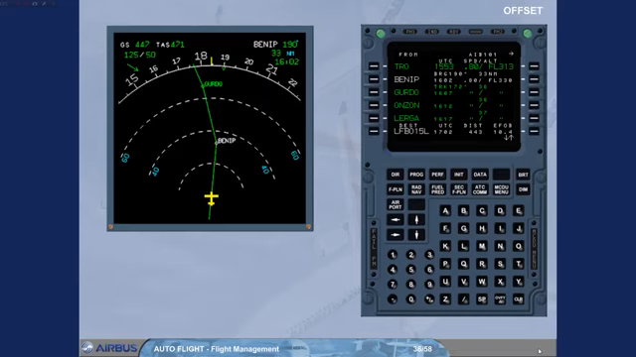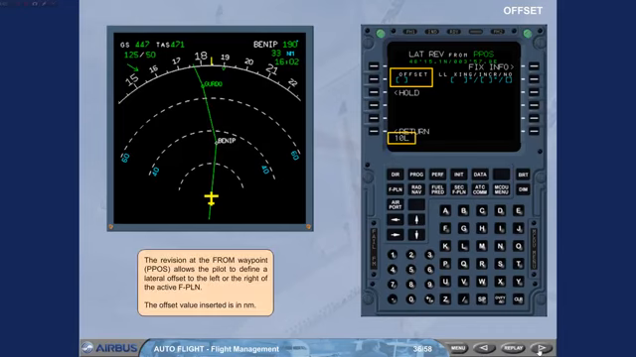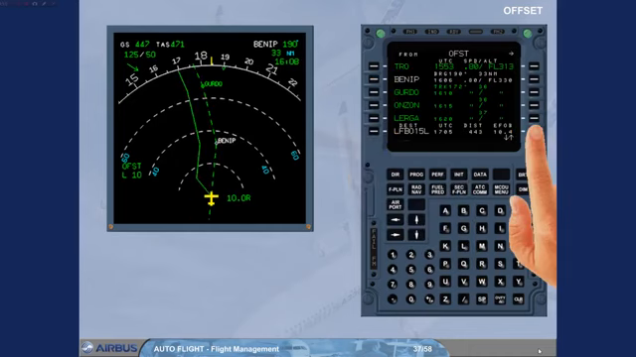The revision at the FROM waypoint, PPOS, allows the pilot to define a lateral offset to the left or the right of the active flight plan. The offset value inserted is in nautical miles. Once the offset has been inserted, the initial flight plan appears as a dotted line.